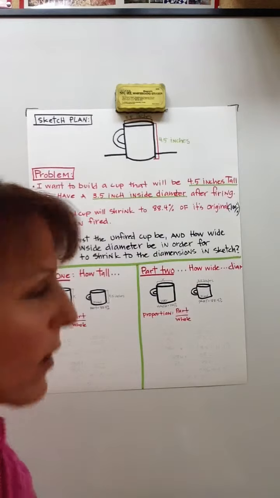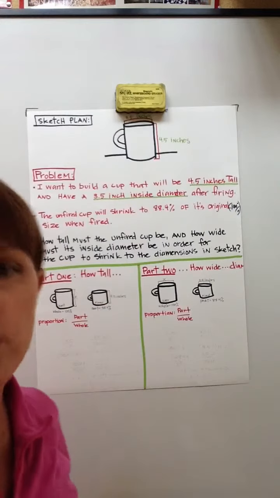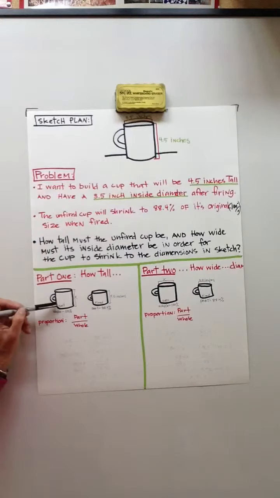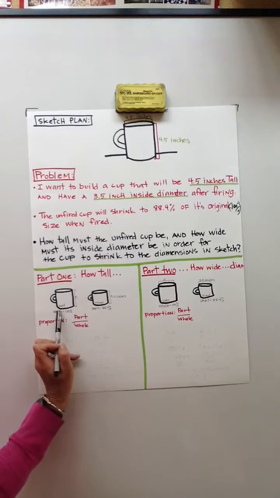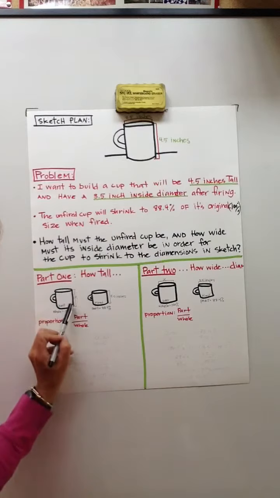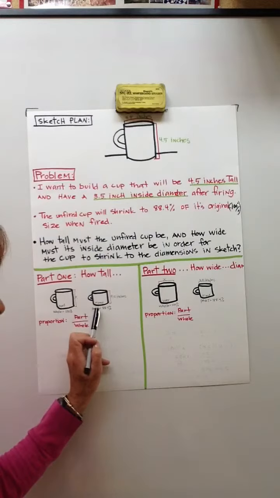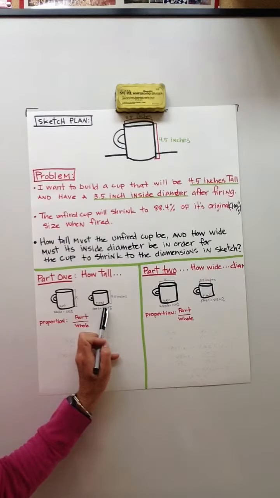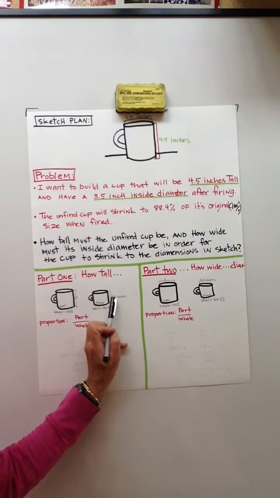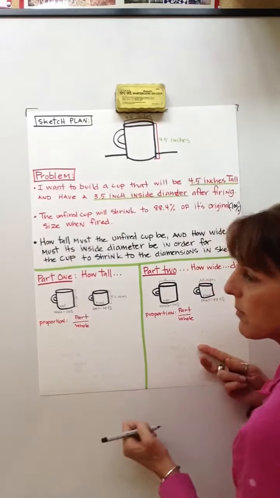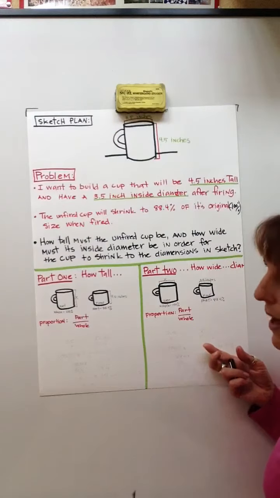Well, we're going to compare the wet cup to the fired cup, just like we compared the two guys, all right? We know that the wet cup is considered the whole cup, which is 100%, okay? We don't know how tall to build it, so we've labeled it X. We know that the fired cup is considered the part, which is 88.4%. And we do know that we want it to be 4.5 inches.